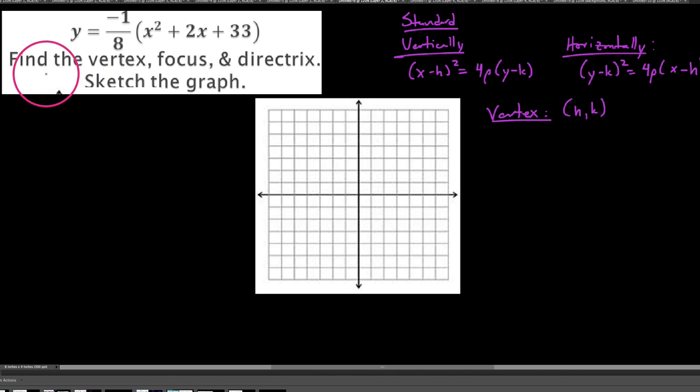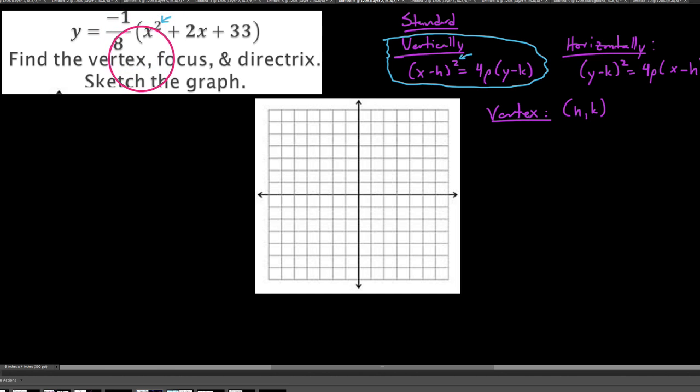And so when we look at something like this, this is an example that you'll see from time to time. We have y = -1/8 times this entire trinomial right here. The first thing we're going to want to do is rewrite this so that it is in standard form. In terms of orientation, I would recognize that it has a vertical orientation because it is our x variable that is squared here. And so in order to write this in standard form, we get to complete the square.